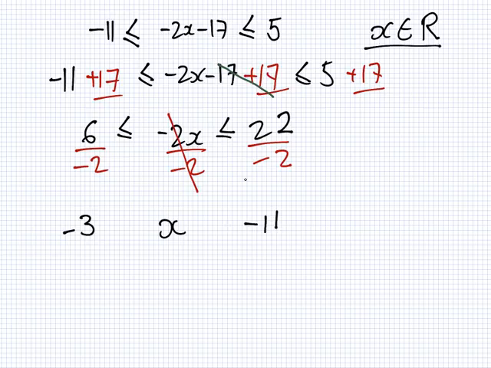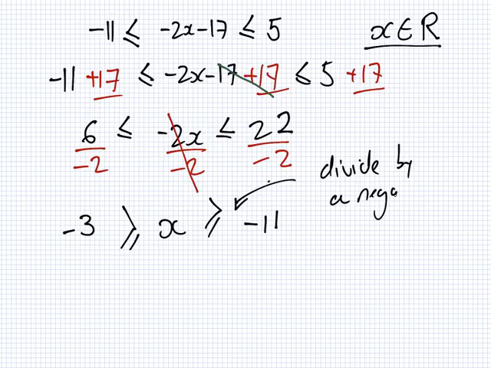But what happens when you divide by a minus? It becomes opposite. The sign flips around. And this is because you divide by a negative. Do I also have to write that down? No. And you can give the answer like this.